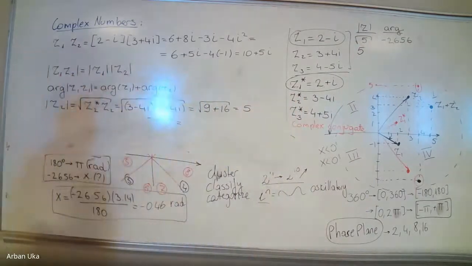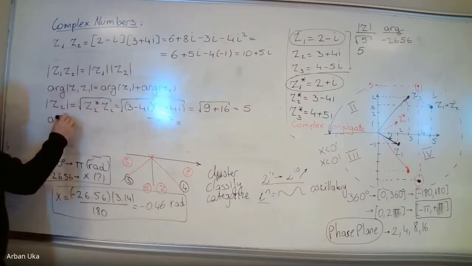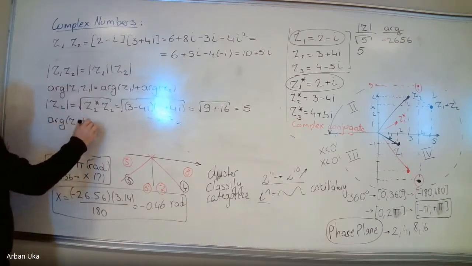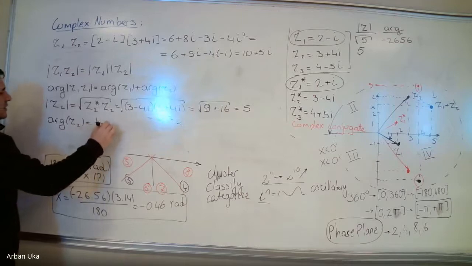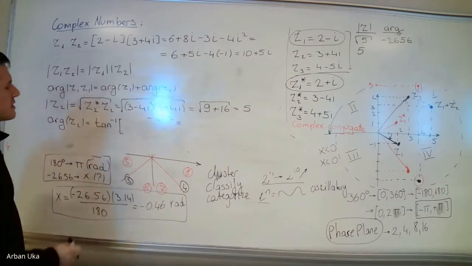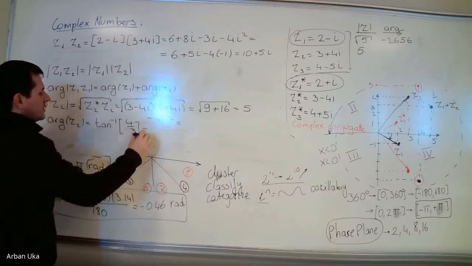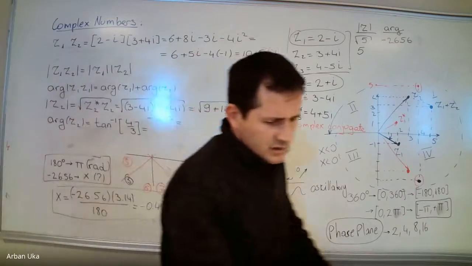Now, what is the argument of Z2? This is equal to arctangent, or tangent inverse, of y over x, which is 4 divided by 3. Can you calculate what this is?